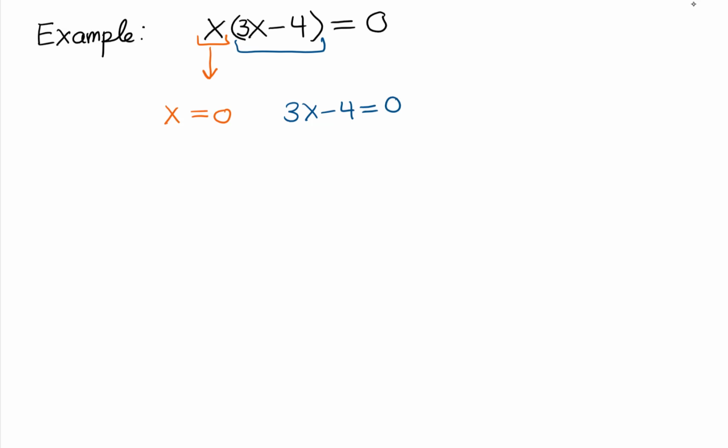To solve 3x minus 4 equals 0, I add 4 to both sides, so I get 3x is equal to 4. And then I divide both sides by 3, and I get x is equal to 4 over 3. Once again, I get two answers, x equals 0 and x equals 4 over 3.